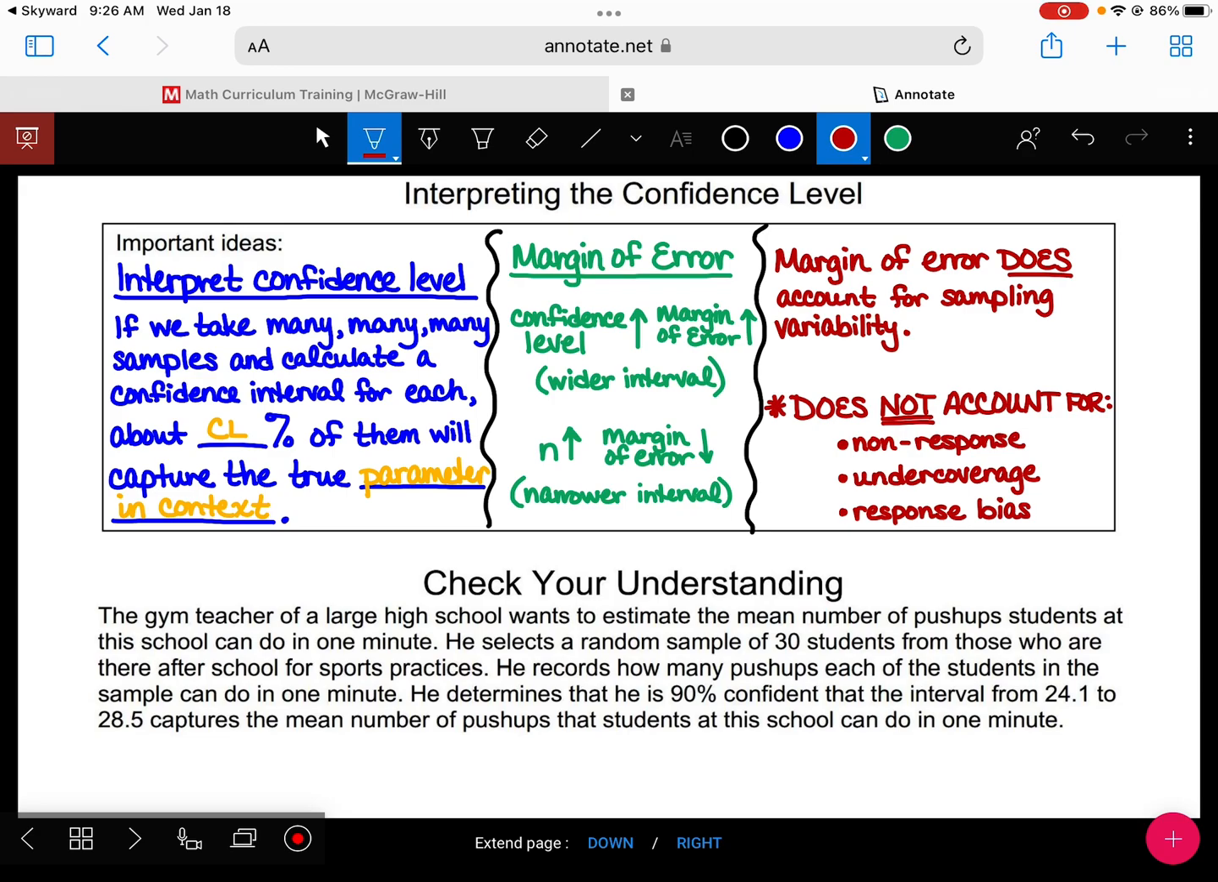What is response bias? We had non-response bias, that's just not choosing to respond. Like you get an email and you're like, I'm not answering that. What about response bias? The question is worded in a tricky or confusing way that's going to push people towards one answer.